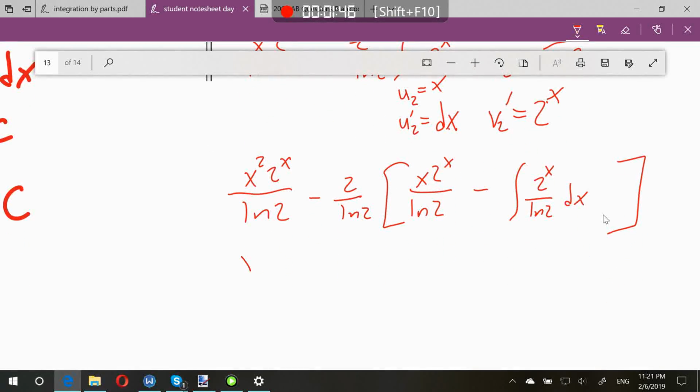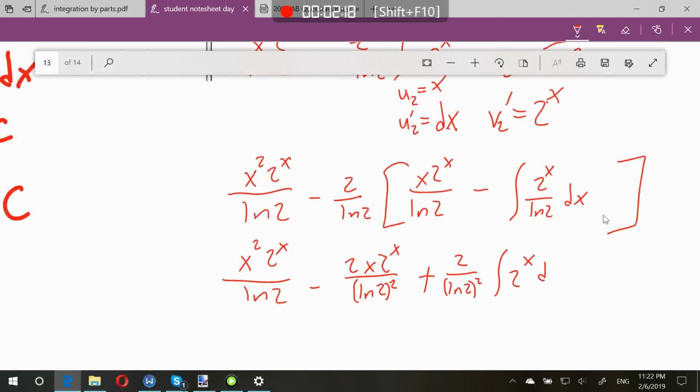So that'll give me this, x squared times 2 to the x over ln 2 minus, I'm going to go ahead and distribute this while we're here. So this will be 2x, 2 raised to the x power over ln 2 squared. Plus, because I have a negative times a negative, 2 over ln 2 squared times the integral of 2 to the x dx.